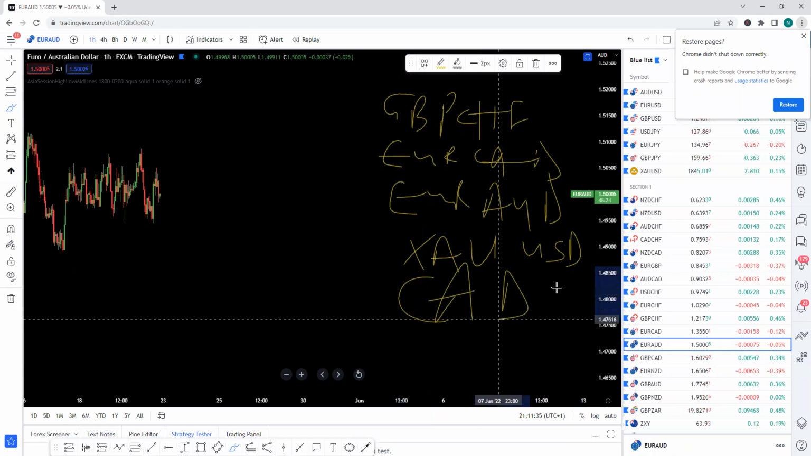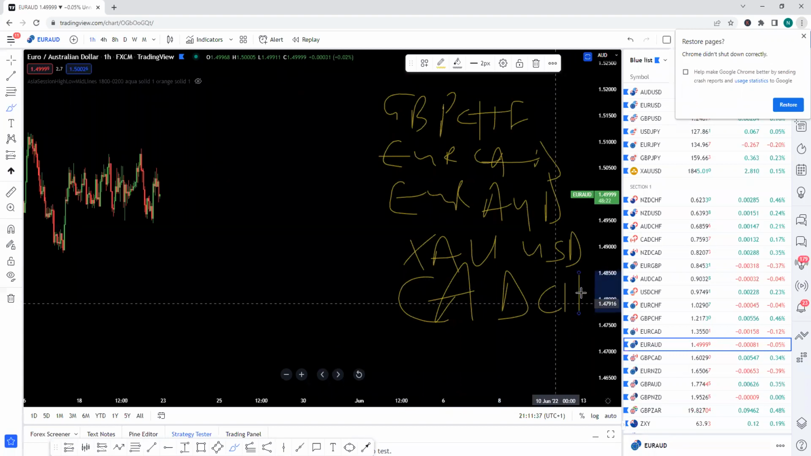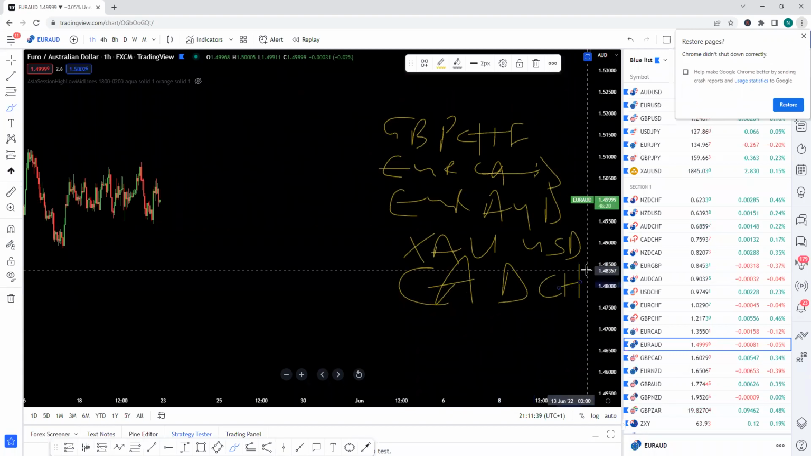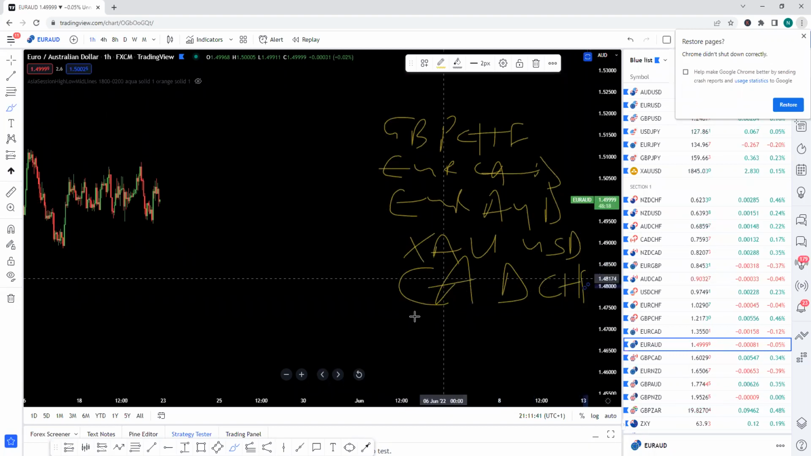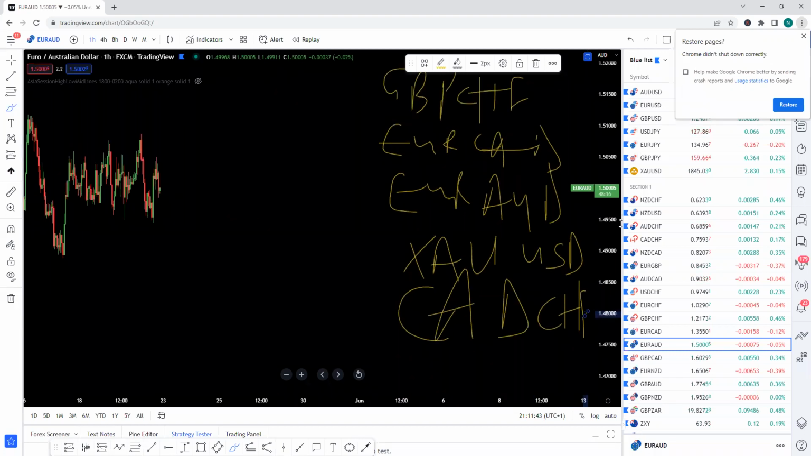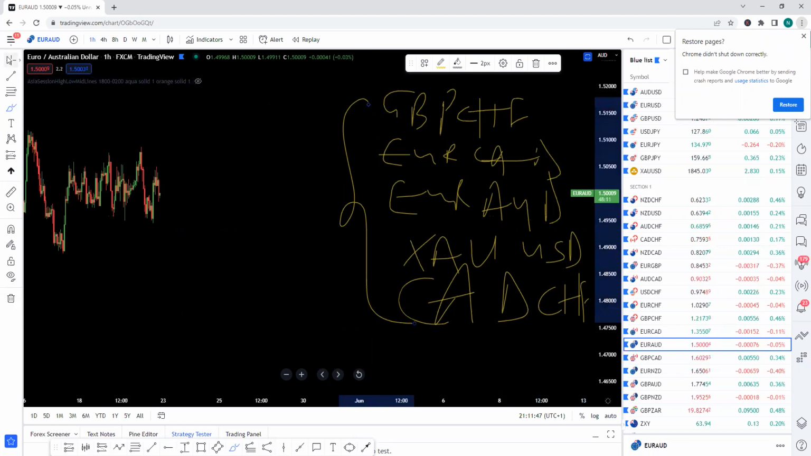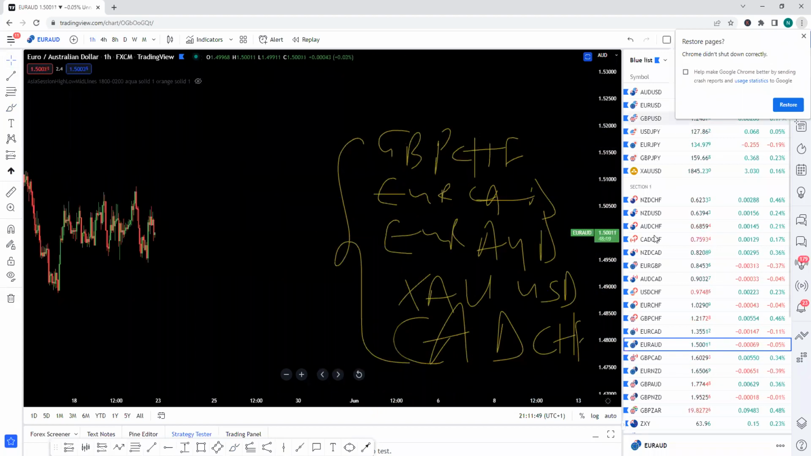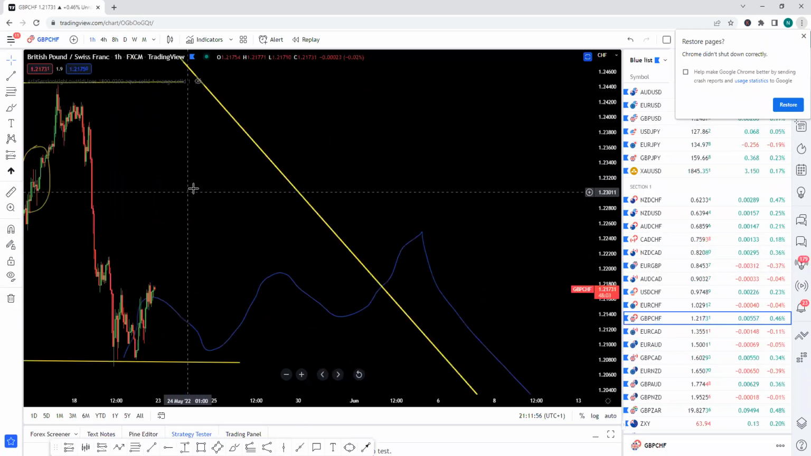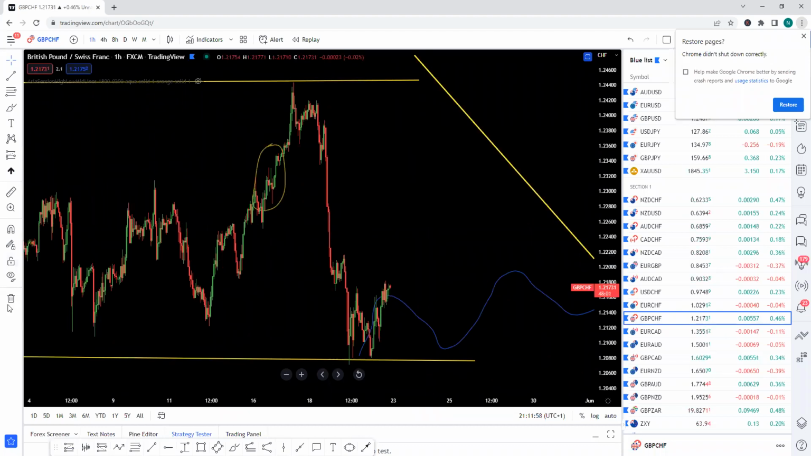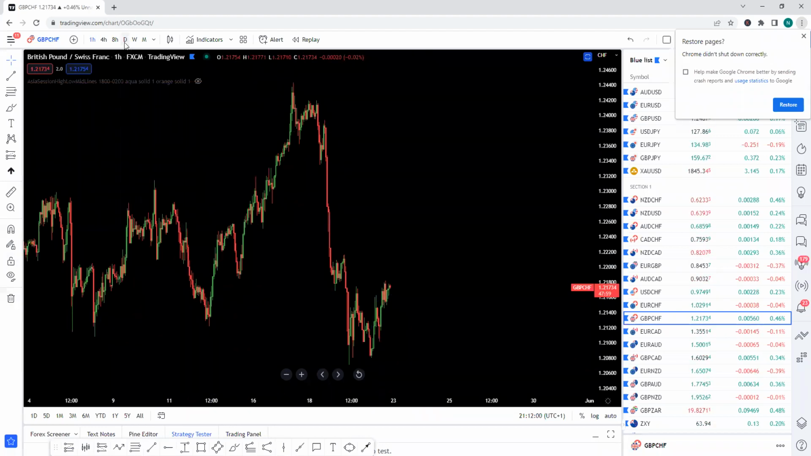CAD CHF. All right, so we are going to be analyzing these pairs one after the other. Is there anyone again that I did not remember? These are the trades we took in the course of the week. All right, so let's start from GBP CHF. GBP CHF daily.